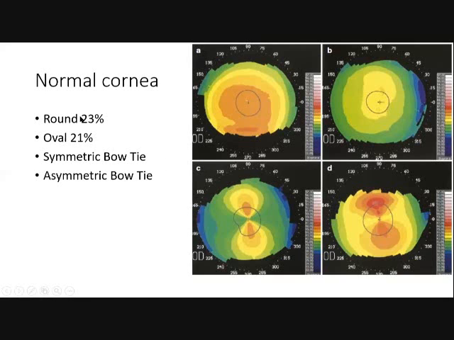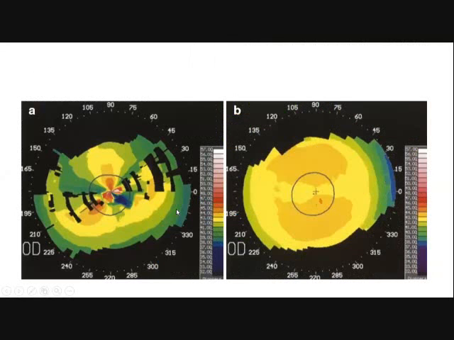You see, round is present in 23% of the cases, oval is present in 21% of the cases, and lesser numbers are of regular bow tie and asymmetric bow tie. So remember, all these patterns are normal patterns. Slight asymmetry of the bow tie is not something to be afraid of. Now, what is the problem in this scan? Anybody?